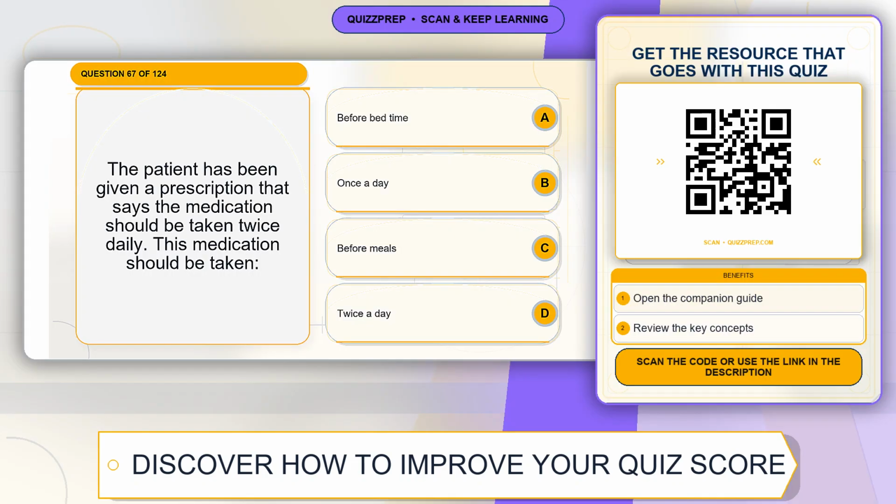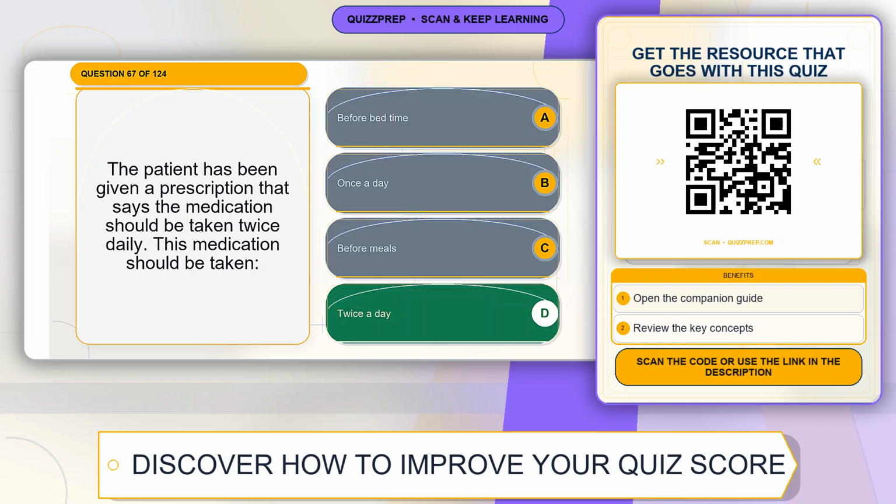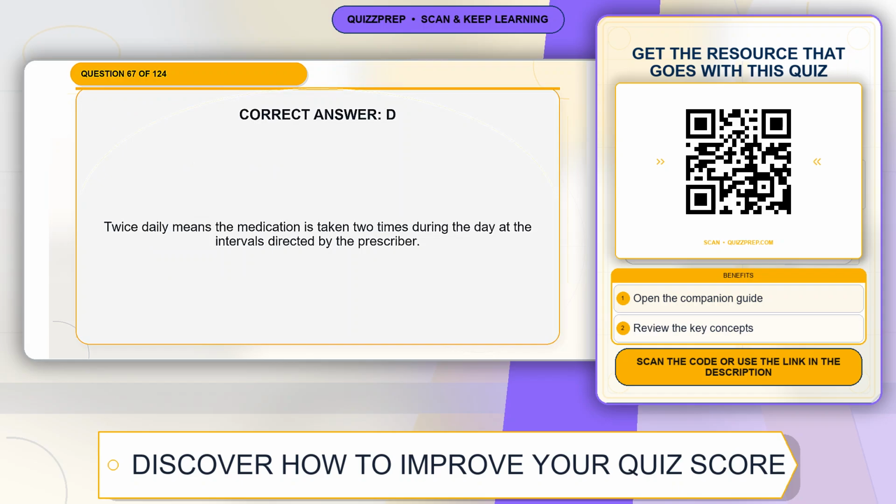Question 67. The patient has been given a prescription that says the medication should be taken twice daily. This medication should be taken: Option A, before bedtime. Option B, once a day. Option C, before meals. Option D, twice a day. The correct answer is option D, twice a day. Explanation. Twice daily means the medication is taken 2 times during the day at the intervals directed by the prescriber.